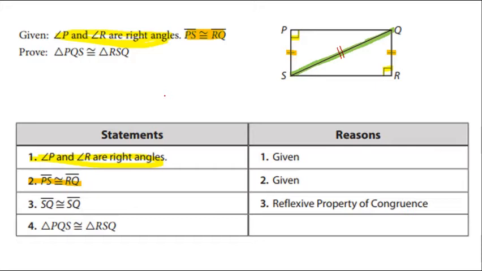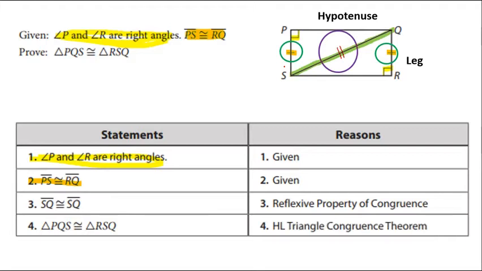So now, with that information, I have enough to prove that the two triangles are congruent. And if you notice, this is a 90-degree angle, so it makes them right triangles. So what I can use here is the hypotenuse leg congruence theorem. So what I have here first is the side that's opposite the 90-degree angle. That's my hypotenuse. It's congruent to itself. And then these two are the legs of my triangle. So by the hypotenuse leg congruence theorem, these two triangles are congruent to each other.